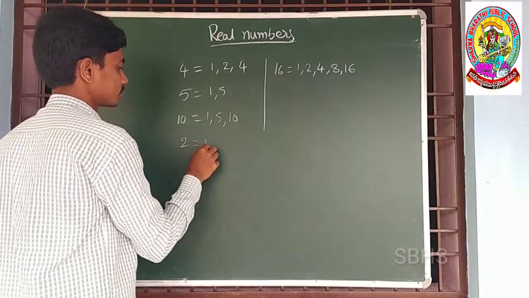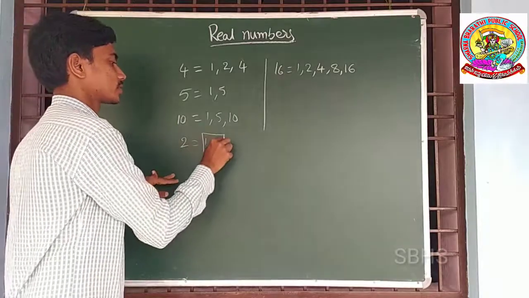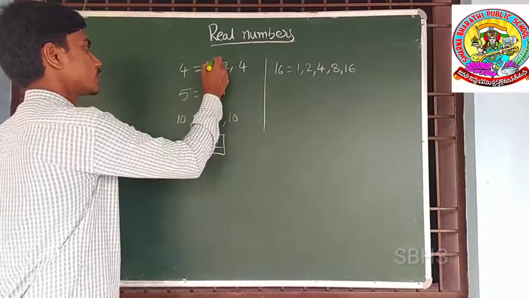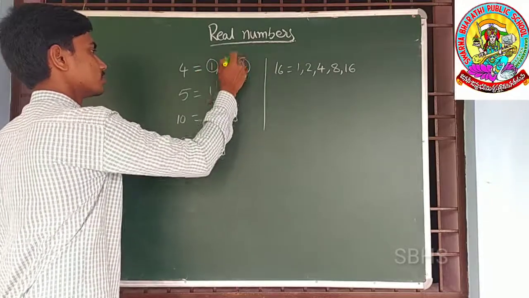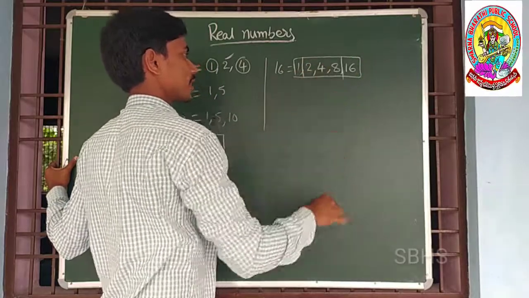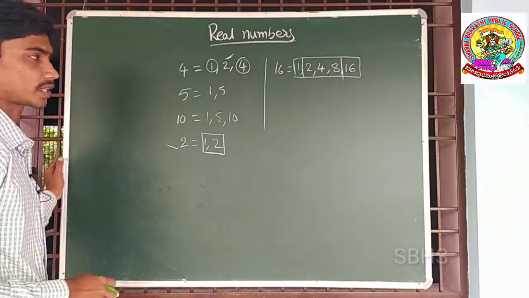Second, 1, 2, 1. If any number has only 2 factors, that is a prime number. If any number has more than 2 factors, that is called a composite number. We can decide the numbers as prime and composite based on the factors.